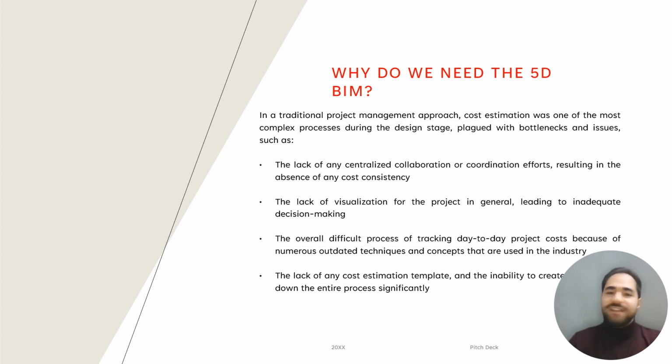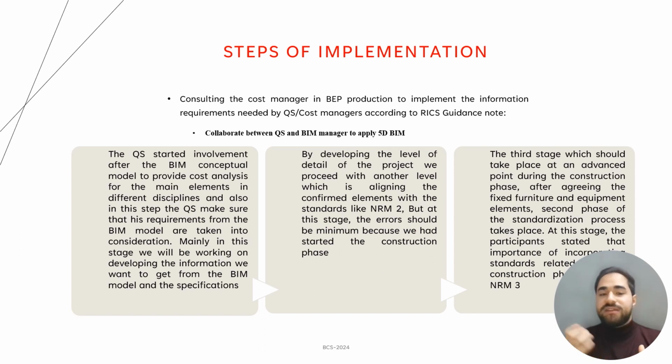But how can we implement the 5D BIM? We have a guidance note, the RICS guidance note, BIM for cost managers, which states a lot of points that need to be implemented to have the 5D BIM. But from my experience, I have taken some notes, and in the next slides, I think these are the greatest points affecting the implementation of the 5D BIM. The first is the consultation between the cost manager and the BIM manager. The cost manager should be consulted in the BIM execution plan from the beginning to implement the information requirement needed by the cost manager or the QSers. How can we do this?